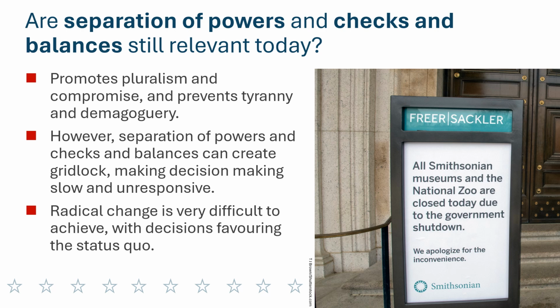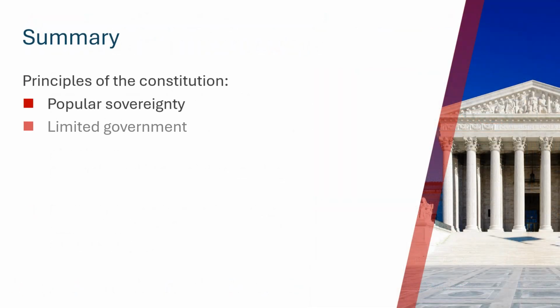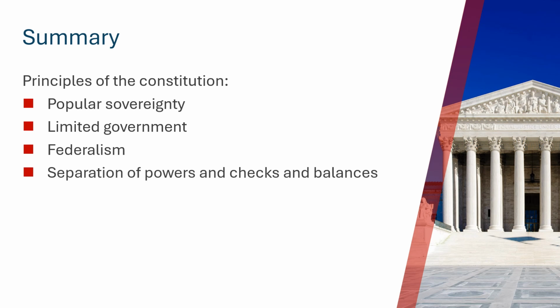In this lesson, we have examined the key principles of the United States Constitution: popular sovereignty, limited government, federalism, and the separation of powers and checks and balances. We have also started to consider how they work in practice, and if they are still relevant in modern times. Future lessons will return to these themes.